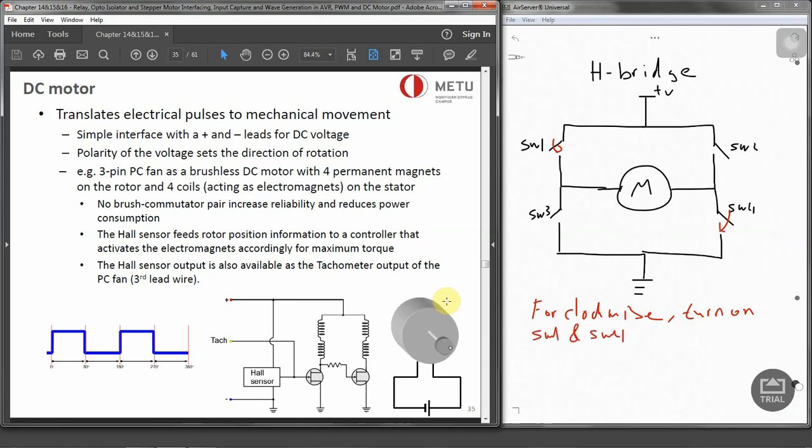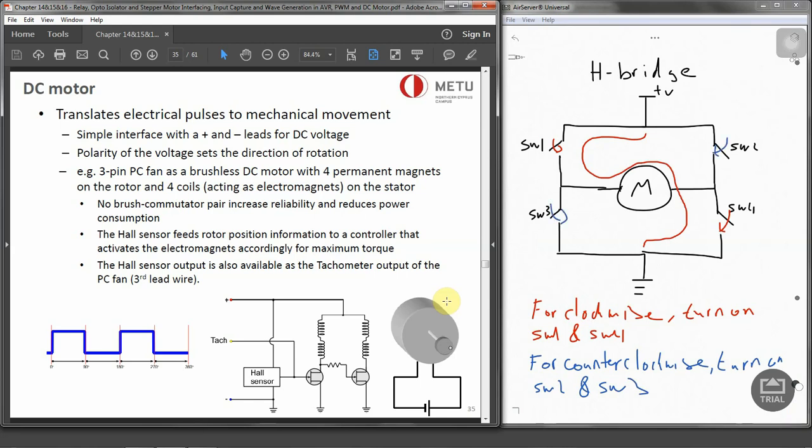This means the current will start to go from switch 1 and then to the motor and then down to switch 4 and to the ground. So we are actually turning the motor in clockwise rotation. For anticlockwise or counterclockwise, this is going to be the other way around. So we have to turn on switch 2 and switch 3, and then we'll have the direction as follows, down to the ground, and that will be counterclockwise rotation.